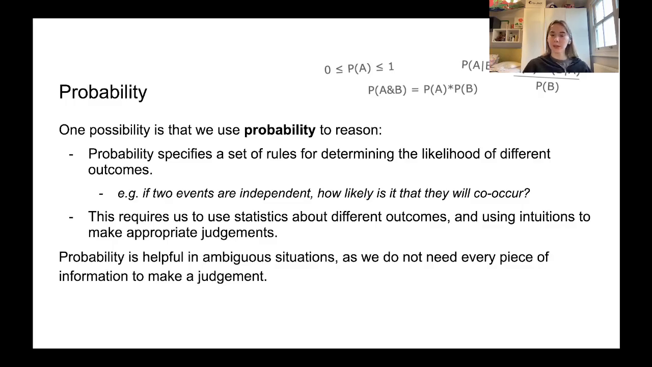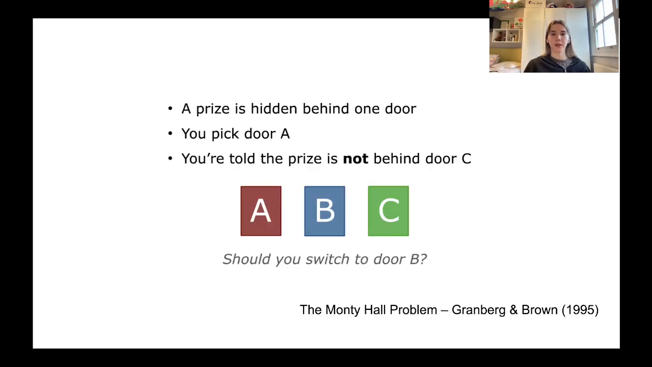We're now going to look at two examples from two different studies of questions where we've been testing whether people do actually use probability when reasoning. The first example is the Monty Hall problem, which was tested by Gramberg and Brown in 1995. If you're not familiar with the problem, it goes a little bit like this.